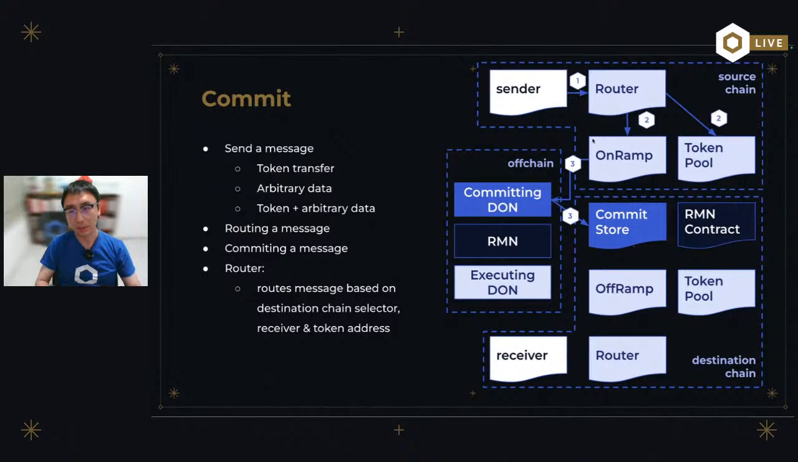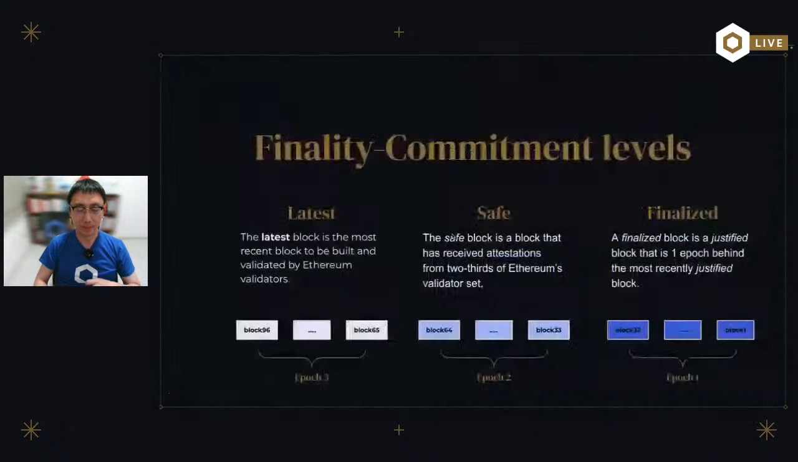Once you send this request, there is a committing DON waiting and monitoring the logs emitted from the on-ramp, and then relaying this data from the on-ramp to the commit store in the destination chain. Okay, and when this step is done, we will come to the next step.